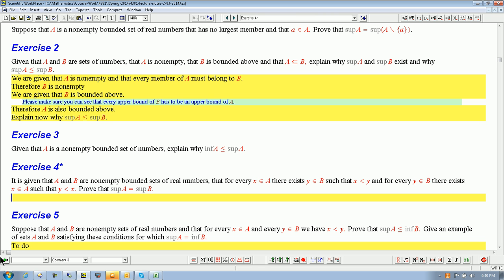So the first task, I'm making a breakdown of this. I will show that sup B is an upper bound of A. I'm making an announcement in advance of what I'm going to explain. You know, I want to tell you something.